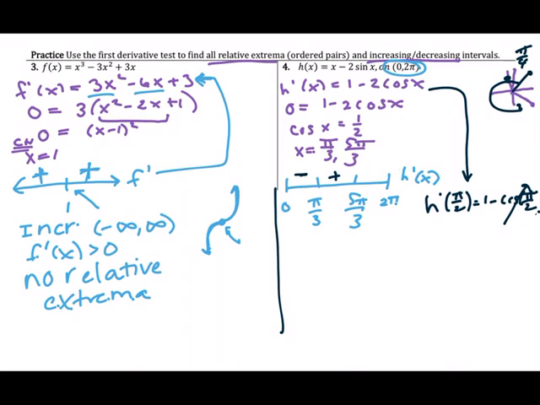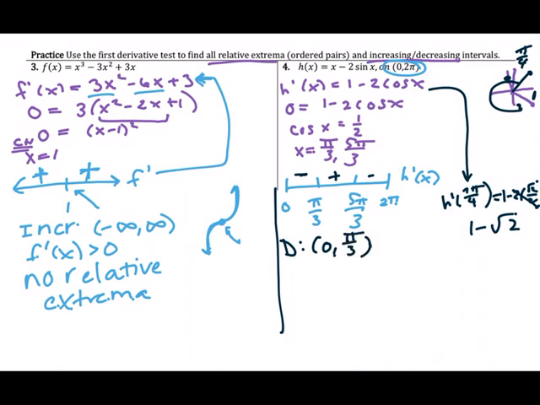And then last but not least, I need to pick something in this region over here. So I am going to choose 7 pi over 4 so that I can again use that root 2 over 2 point. So I'm going to say h prime of 7 pi over 4 is equal to 1 minus 2 times root 2 over 2, because that's what cosine of 7 pi over 4 is. So I'm back to 1 minus root 2, which we already said is negative. So anywhere that our derivative is negative, our original function, h, is decreasing. So it's decreasing between 0 and pi over 3, and between 5 pi over 3 and 2 pi.